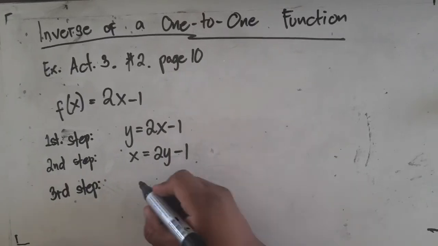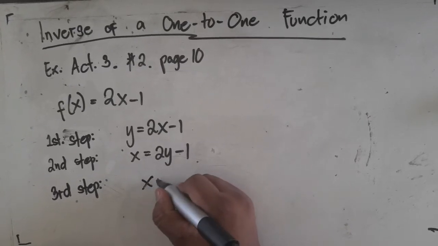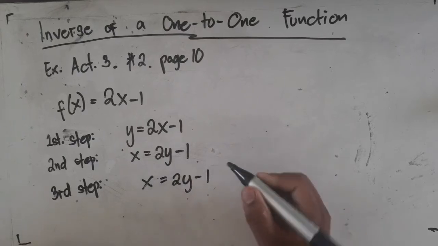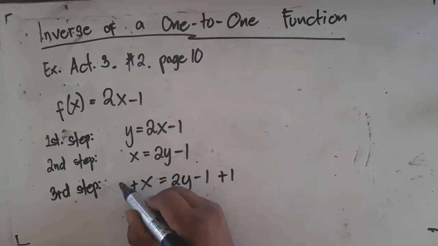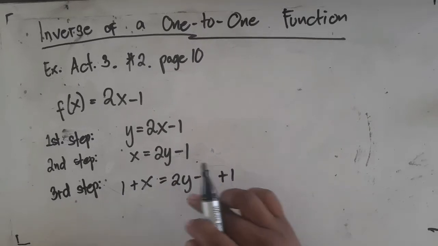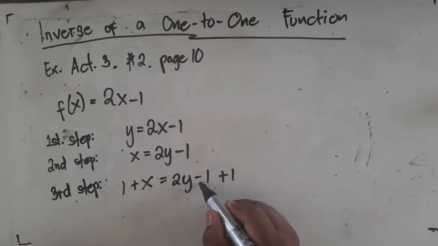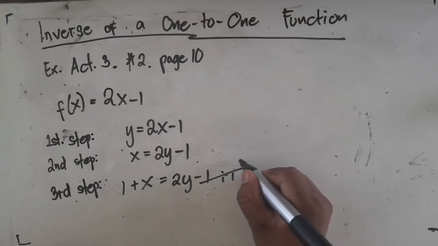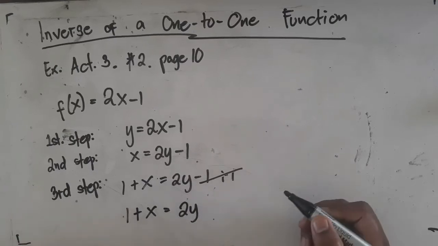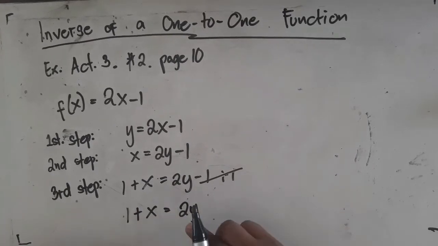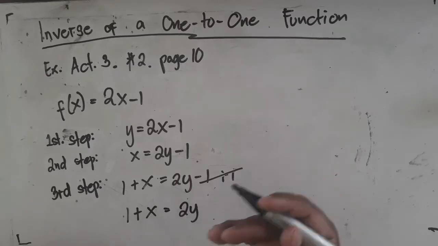Okay, so for this one, you have x equals 2y minus 1. Para mawala na yung negative 1, add 1 in both sides of your equation. Negative 1 plus 1, so this is additive inverse, that is 0. So you have 1 plus x equals 2y. Next, para mawala ng 2, ang inyong gabuhaton is divide both sides by 2.